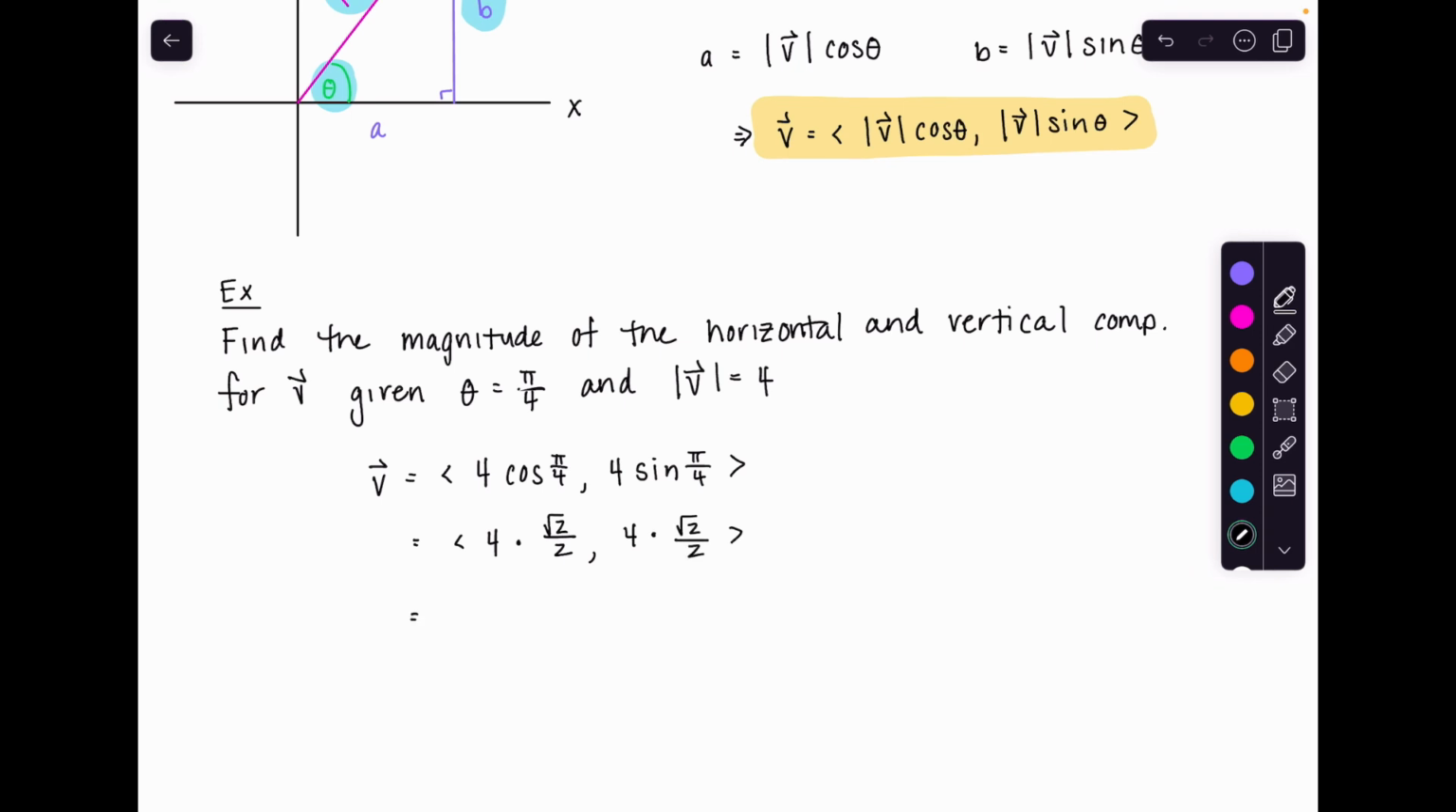And then just simplifying this a little bit, this would have components 2 root 2 and then 2 root 2. This one would be the magnitude of the horizontal component. This will be the magnitude of the vertical component. So we'll continue to expand our ideas about vectors and properties and things we can do with them in our upcoming sections.